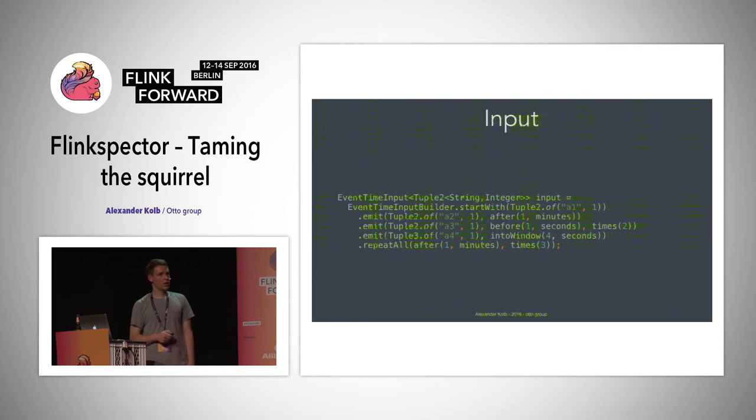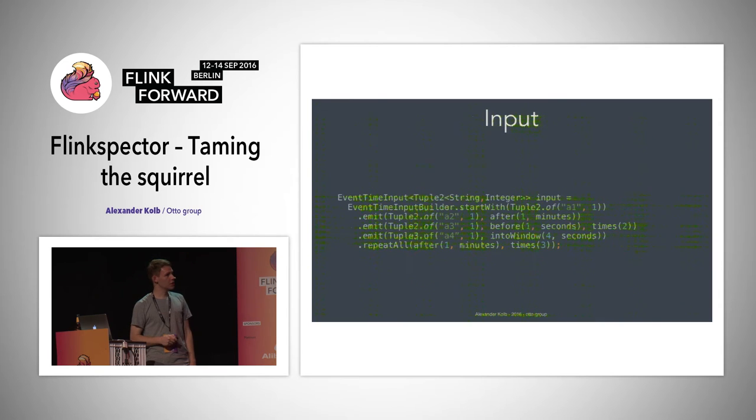And into window says I want to have all of the input up to that point in this specific window. Because if you just attach here a timestamp of 4 seconds, this will actually not go into the window of 4 seconds. So what it does is subtract some time to get it into the right window, and you can repeat all of this and also define some time between all these repetitions. This enables you to program some patterns and then repeat these patterns.